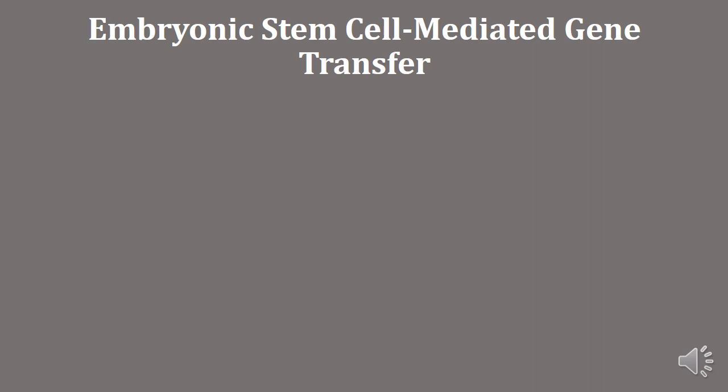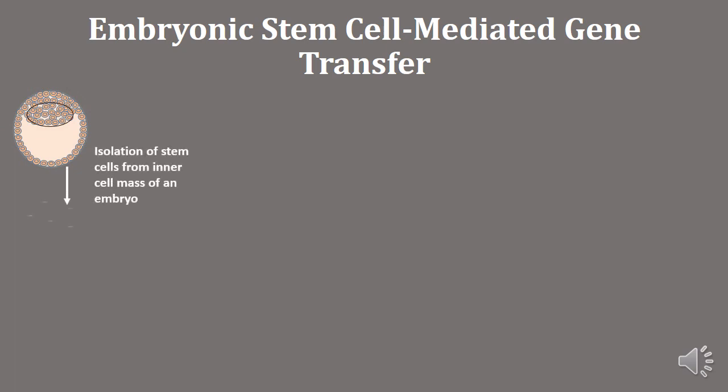Embryonic stem cell mediated gene transfer. This process requires embryonic stem cells. We can isolate embryonic stem cells from an early stage embryo. An early stage embryo contains the embryonic stem cells in the inner cell mass from where we will isolate them. These cells will then be transfected with our gene of interest. We can use DNA microinjection for the transfection process, which was explained earlier.